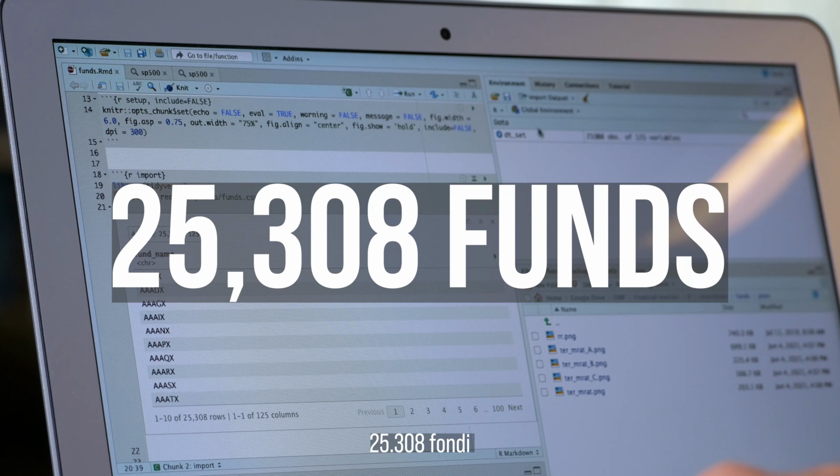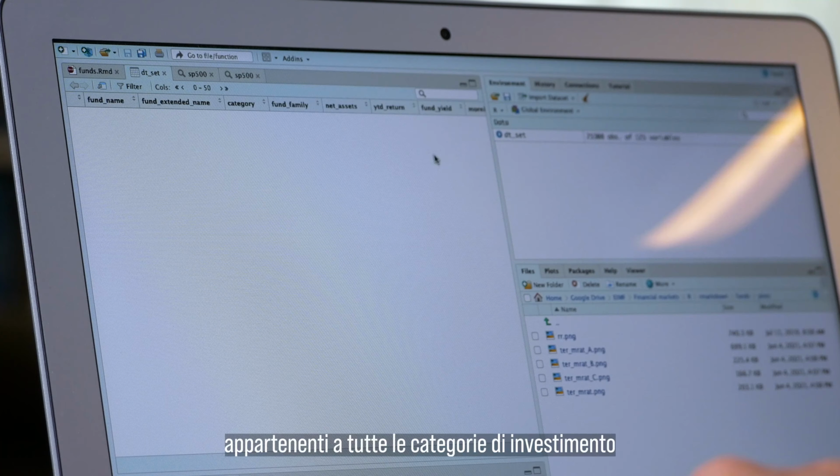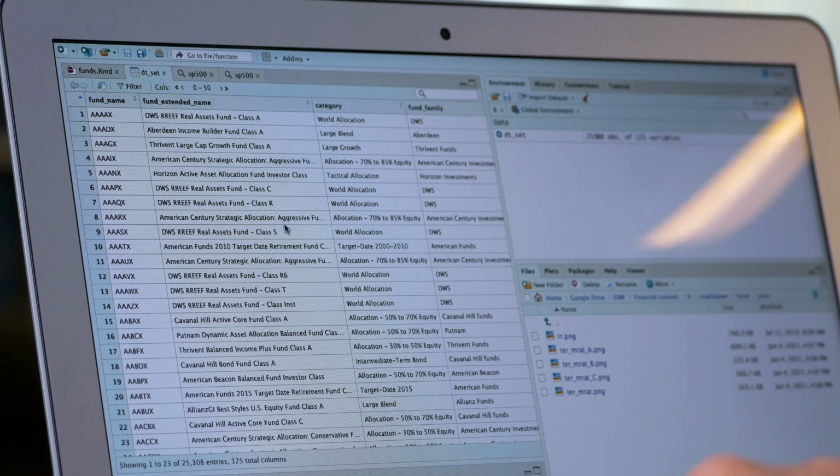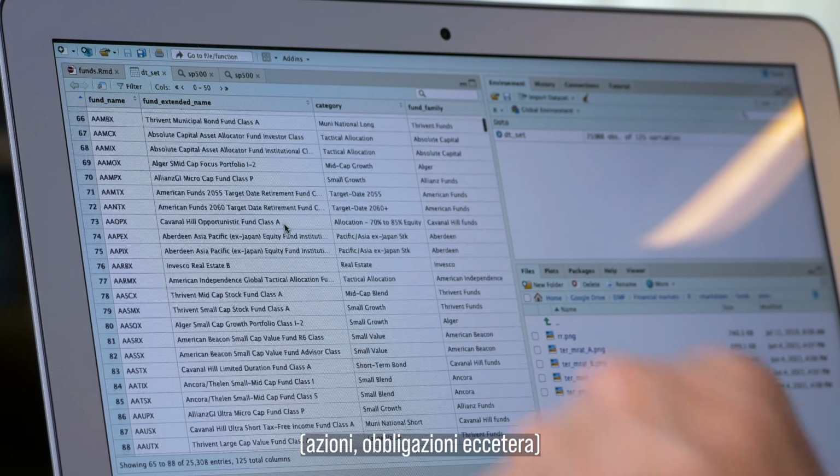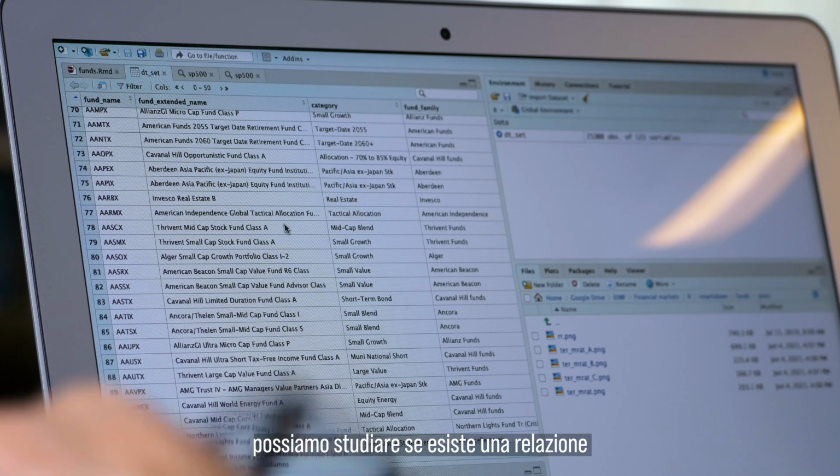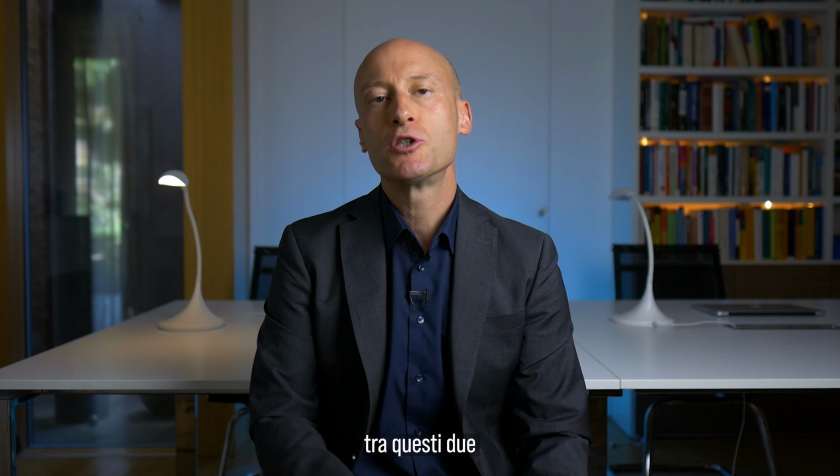Using a dataset that contains the net expense ratio and the Morningstar rating on 25,308 mutual funds of all investment categories, stocks, bonds, etc., we can investigate whether there's a relationship between the two, and if this relationship also regards the fund's returns.